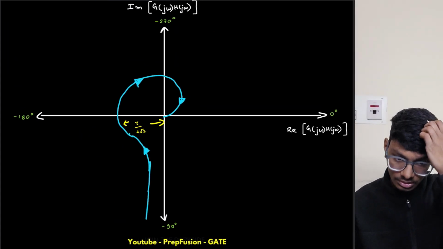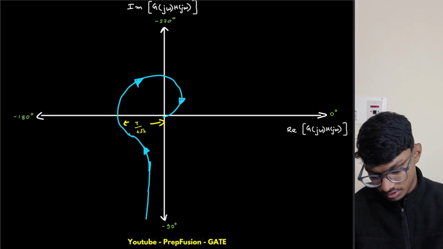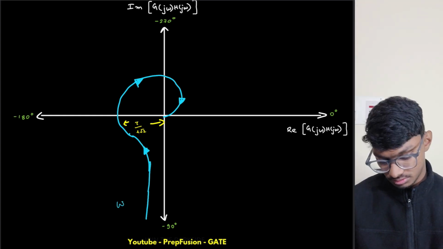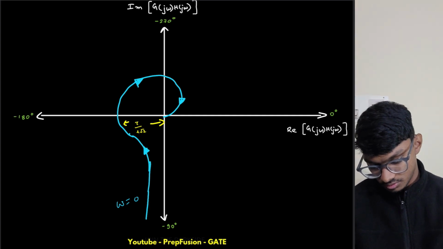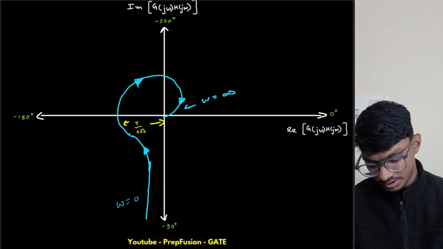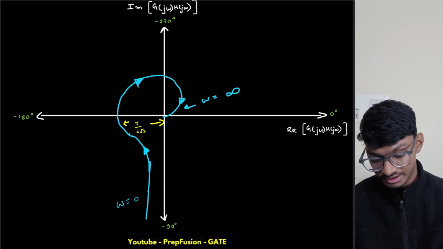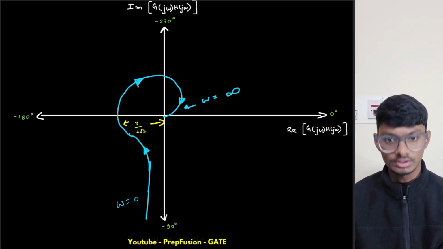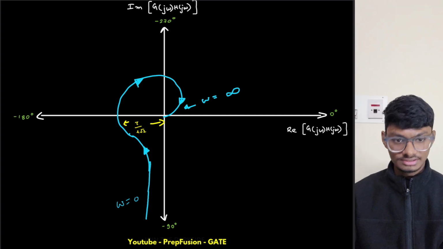Okay, this is tau by root 2, and this is the tail, you can see, and this is the head. So this is at omega equals 0, and this is at omega equals infinity. As you can see, the angle is 0 this time. Why? If we try to measure the angle from this positive x-axis, we're getting 0. So that's why the angle is 0 this time. So yeah, that is it for this plot.